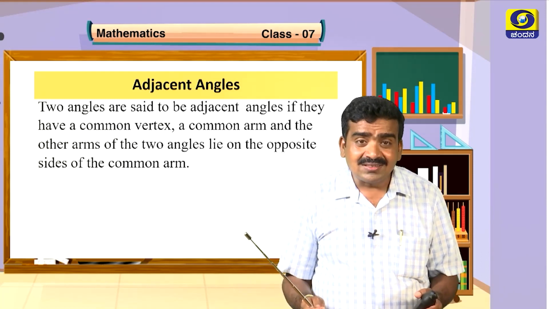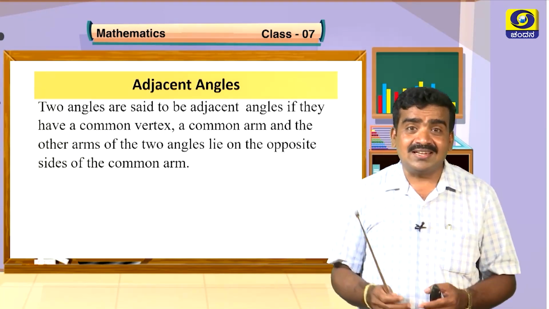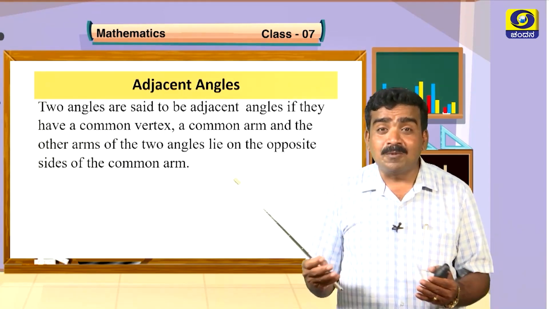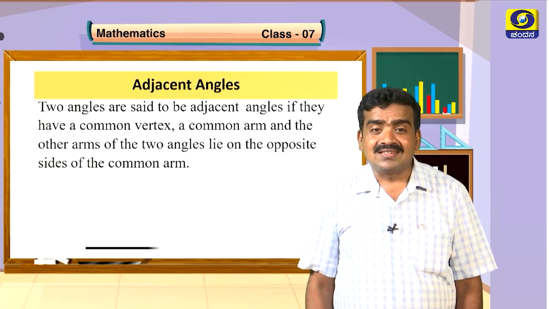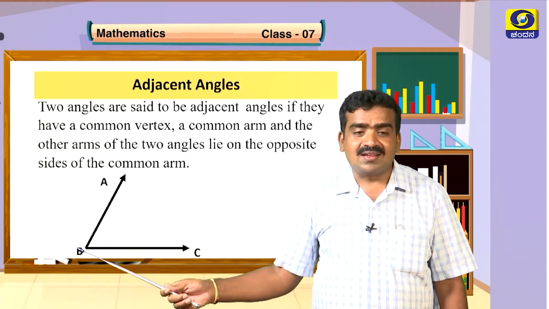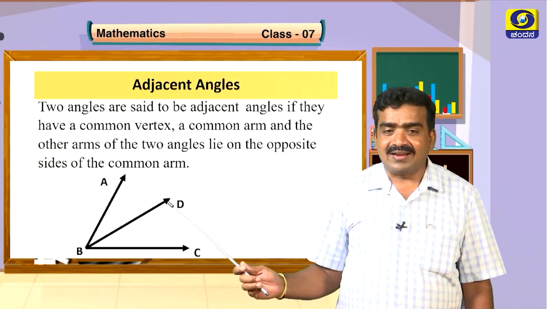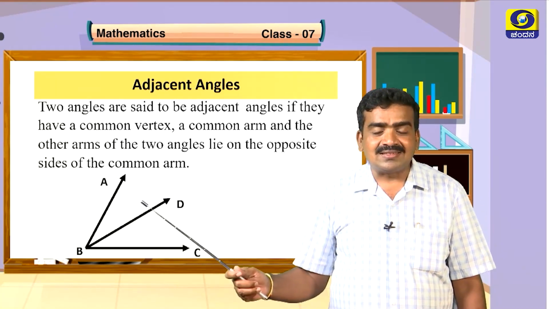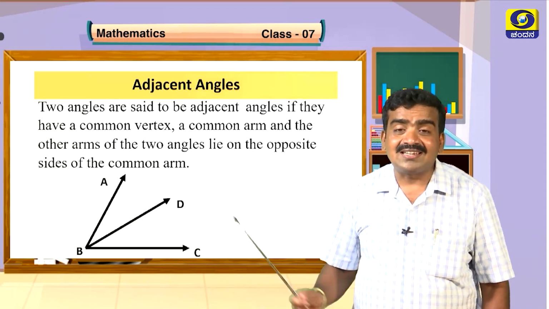What are adjacent angles? If two angles have a common vertex and a common side, and the other two arms are on either side of the common arm, they are adjacent angles. Look at the picture over here. Here there is a common vertex B. There are two arms AB and BC, and there is another ray, that is BD. Now in this case, these two angles, angle ABD and angle DBC, are adjacent angles.